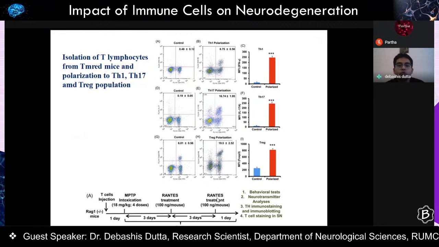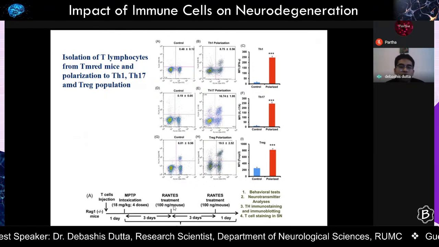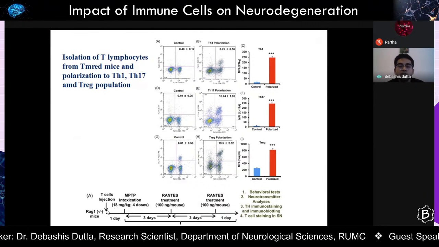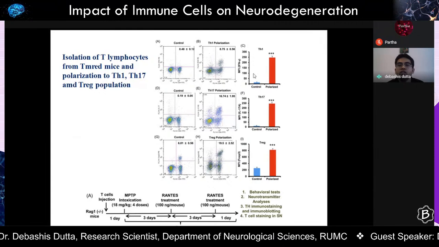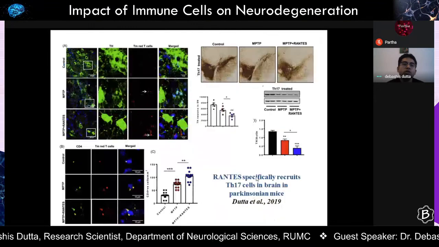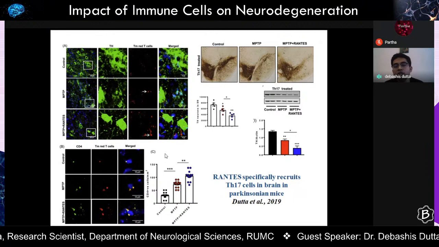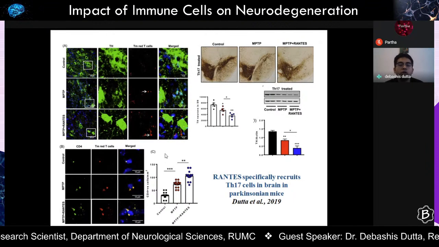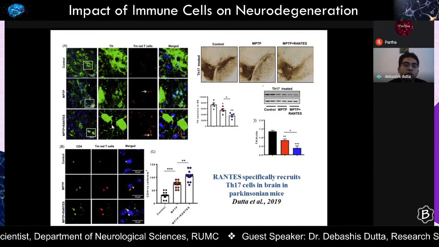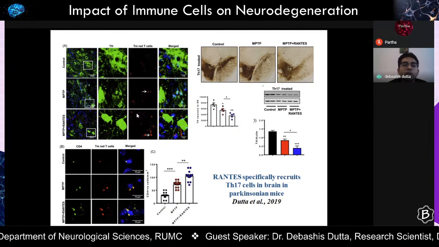Within that time, they received two more doses of RANTES. This will show us what kind of T cells are specifically recruited within the brain. Is it Th1, Th17, or Treg? And what we found: neither Th1 nor Treg, but only the Th17 population is particularly recruited after RANTES supplementation within the Niagara, within the brain parenchyma.